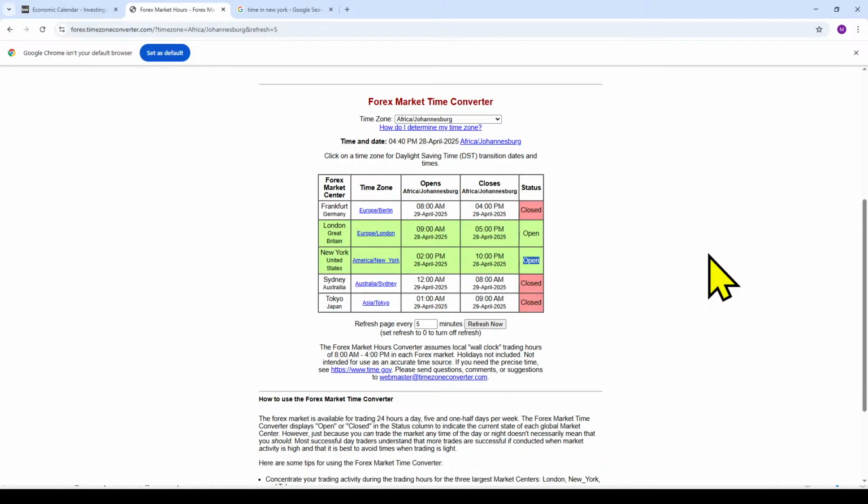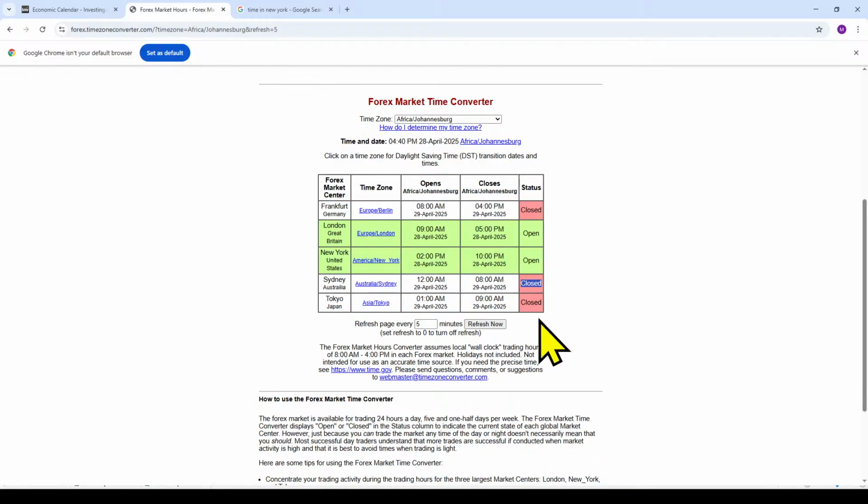Now, after the New York session, on this table, we have the Sydney, which is the Australian session. Okay, the Australian session, it begins at midnight, right? It begins at midnight South African time. That's when the Australian session starts, and then it ends at 8 o'clock in the morning, 8 a.m. So from midnight to 8 a.m., that's the Australian session. Okay, and then if you look at the other column, you can see that the session is closed, right?